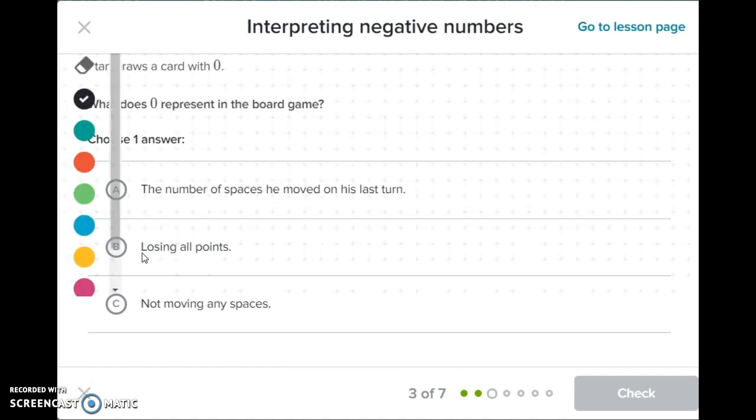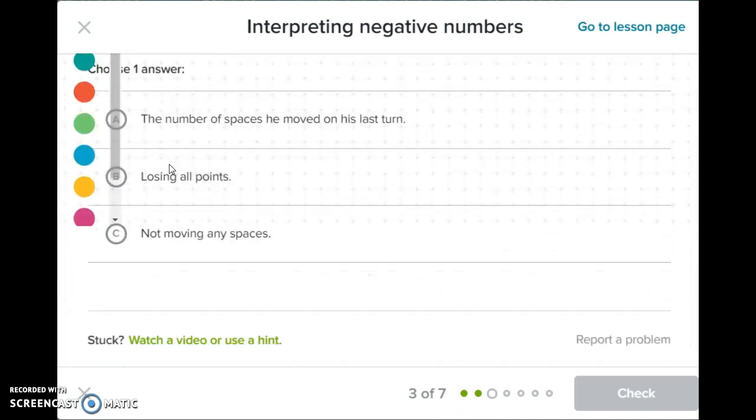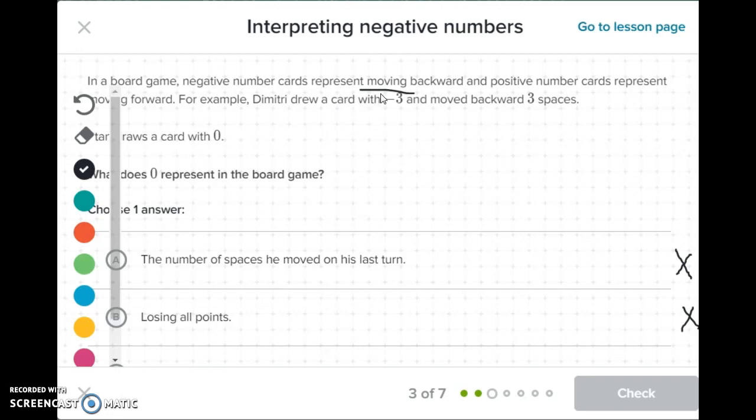So we know that B is automatically incorrect because, as you would see here, it's about moving. Losing points would have nothing to do with it. So B is the incorrect answer. The negative of the space he moved on the last turn, that is also incorrect, because we are talking about moving right now.